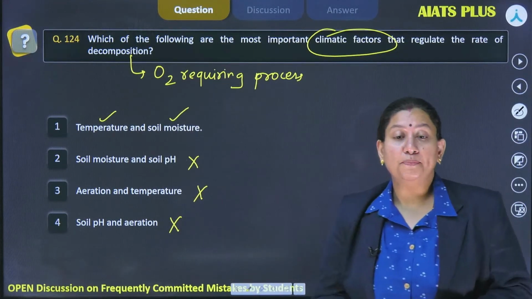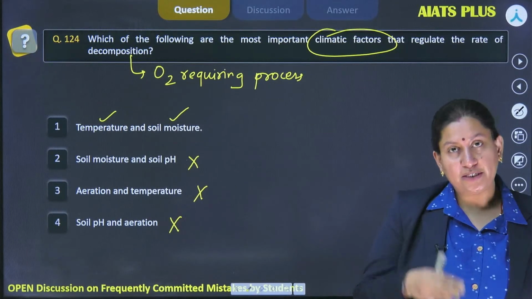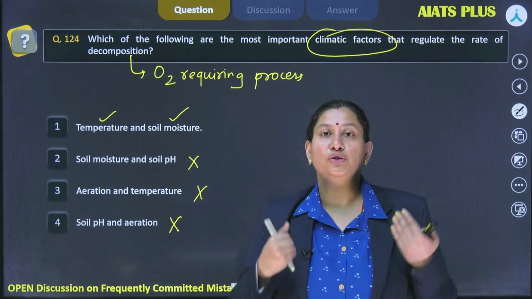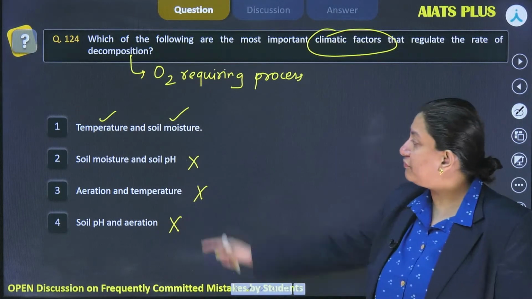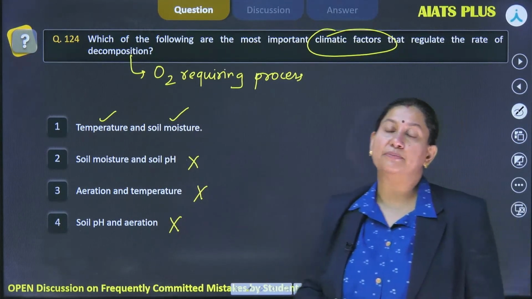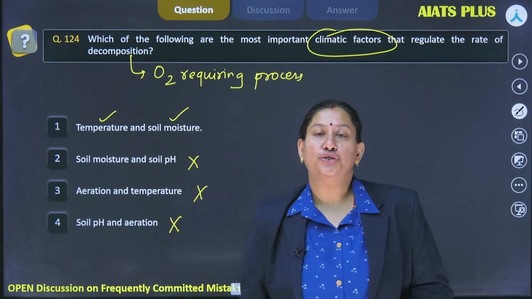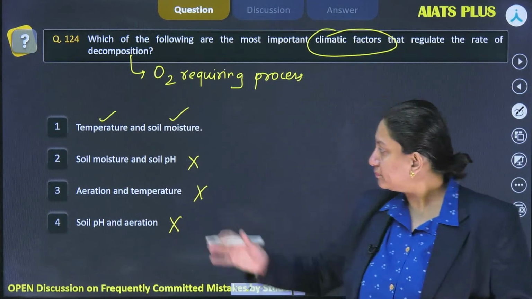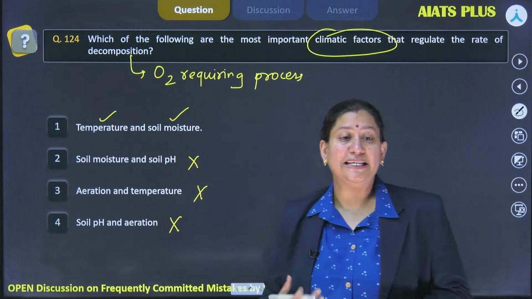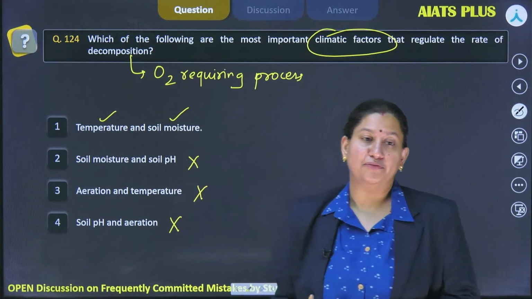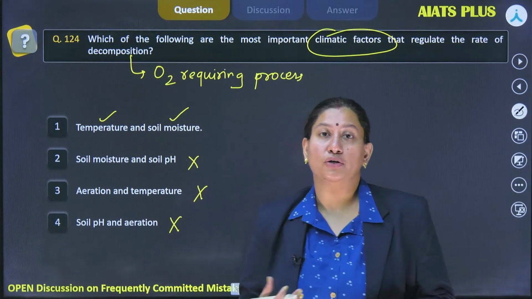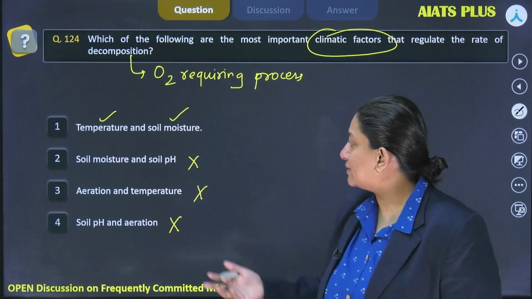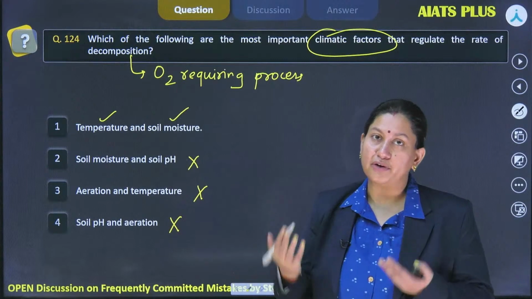So for decomposition, you should also know in which conditions it is going to speed up and in which conditions it's going to be impeded. Like if we have high temperature, if we have proper aerobic conditions, if there is optimum soil moisture, if it is easily digestible detritus, like if it is rich in nitrogen, sugars or water soluble substances, then the decomposition is going to fasten up.